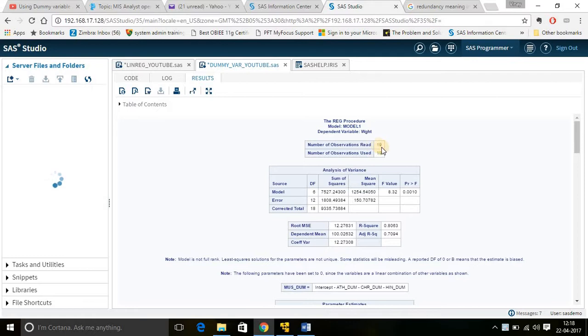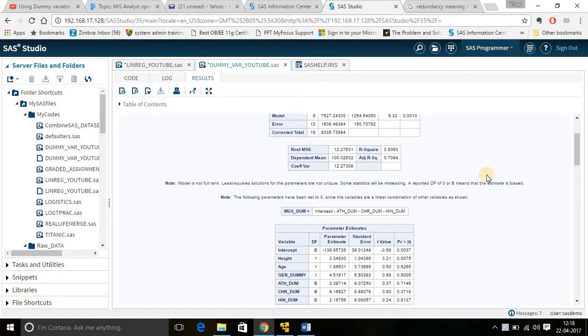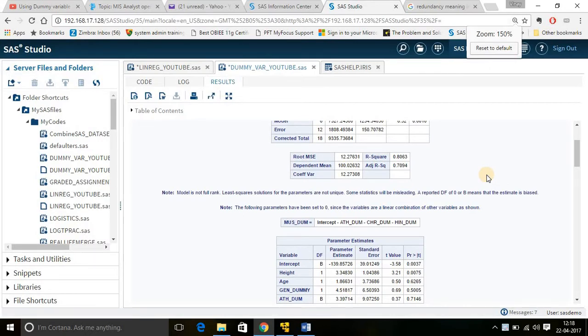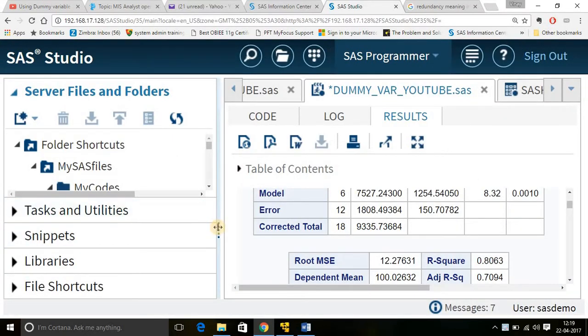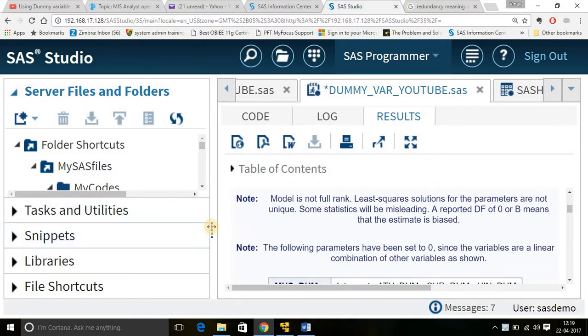It says number of observations 19, fine. Model seems to be fine. R square 80, adjusted 70. But there is some kind of message there. So let's zoom it a little bit so that you can read. So what does it say here? Model is not full rank. Least square solution for the parameters are not unique. Some statistics will be misleading.